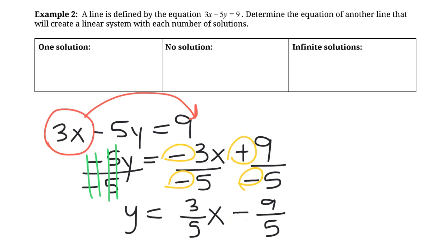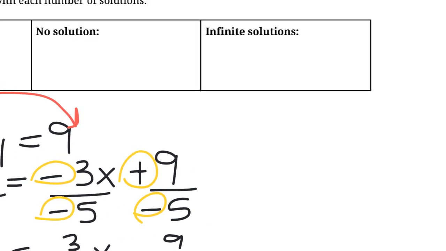Now that our equation is in the correct format, let's go back and try to figure out what the possible answers could be. The easiest one to start with is the infinite solutions. If you want a system of equations that has an infinite number of solutions, well then you know that the equations have to be identical to each other. So the second equation in the system has to be identical, the exact same. So it's got to be y equals 3 over 5x minus 9 over 5.